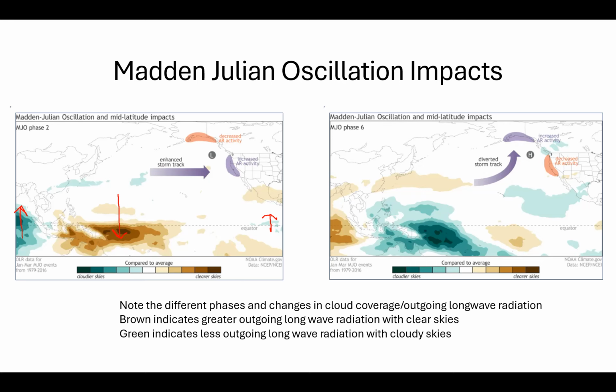Now, look at the storm track when we go MJO phase 2. Let's pay attention to mid-latitudes now. So we have an enhanced storm track with the jet stream pretty much running west to east. It's basically indicated by this purple arrow. So we got a strong west to east jet stream in MJO phase 2, working its way west to east. And we also have increased atmospheric river activity along the U.S. West Coast. Way wetter than normal along the U.S. West Coast when the MJO is in phase 2.